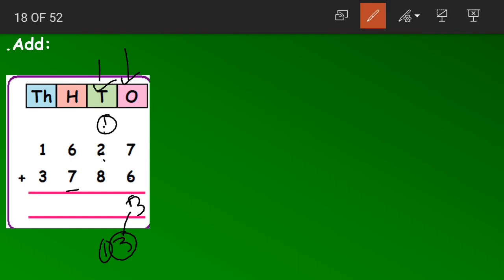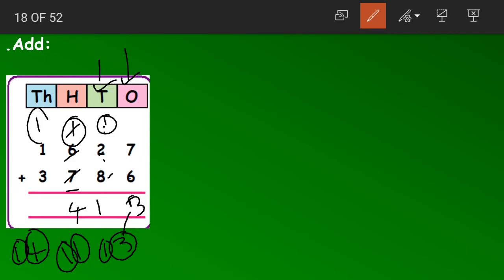1 plus 2 is equal to 3. 3 plus 8 is equal to 11. Again the digit in ones place goes here and the digit in tens place gets carried. In the hundreds place we have 1, 6 and 7. 1 plus 6 becomes 7. 7 plus 7 becomes 14. So we write the digit in ones place here and the digit in tens place which is 1 is carried.